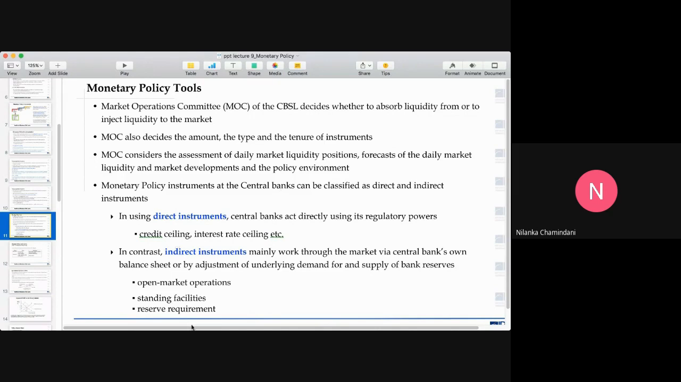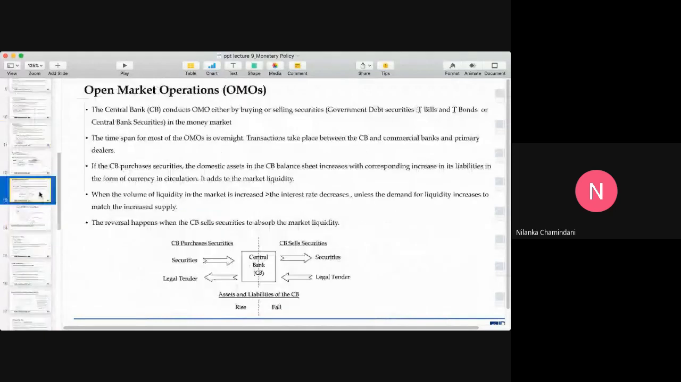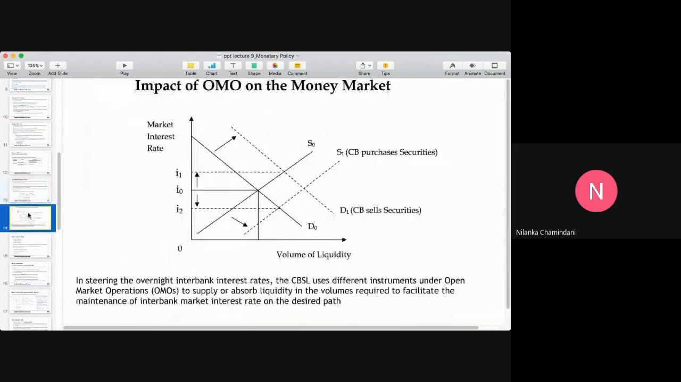Okay, so these are the monetary policy instruments. These are considered indirect instruments. Now you should know why they are called indirect instruments. Okay, so that's what I wanted to discuss with you, in addition to the points that we discussed last week. And then we discussed open market operations, and you already know at what point the central bank has to purchase securities and sell securities. It is based on the level of market liquidity. So this is how it is happening, the way the central bank intervenes in open market operations. Okay, so that you can see.